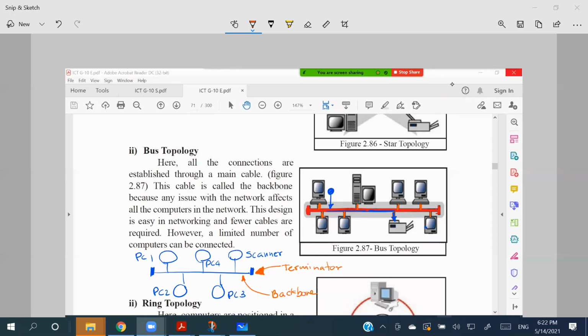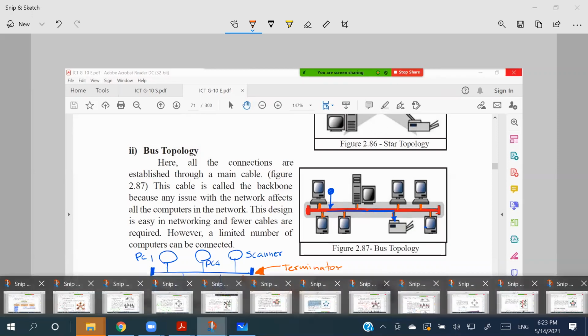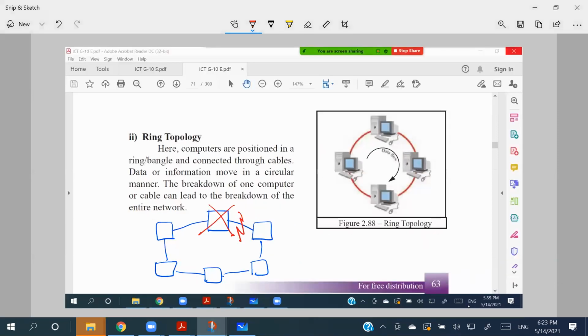Right? Okay, so shall we move to the ring topology? Is there anyone still writing the bus topology? No, okay. So moving to the ring topology. Again, under the ring, you have to copy the entire paragraph because here they are just saying only the important parts regarding the topologies.